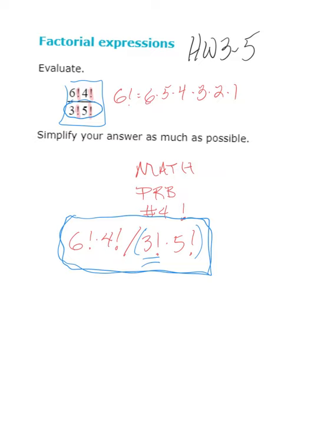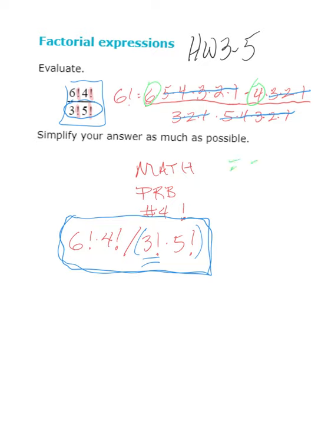If you want to do it without a calculator, it's not that hard. Since I've already got 6 factorial written up here, I'm going to multiply that times 4 factorial, which is 4 times 3 times 2 times 1. That's what I'd have on the top. On the bottom, I'd have 3 times 2 times 1, and times 5 times 4 times 3 times 2 times 1. A lot of this cancels out. The 5, 4, 3, 2, 1 cancels with that 5, 4, 3, 2, 1, and that 3, 2, 1 cancels with that 3, 2, 1. All I'm left with is this 6 up here, this 4, and there's nothing left on the bottom.